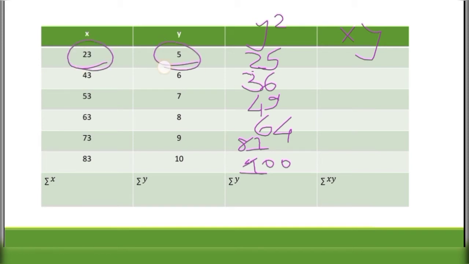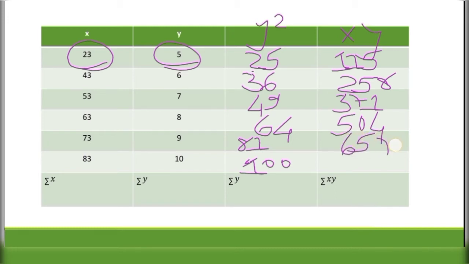So x into y: 23 into 5, it is coming as 115. 43 into 6, which is 258. 53 into 7, which is 371. 63 into 8, it is 504. 73 into 9 is 657. And 83 into 10 will be 830.